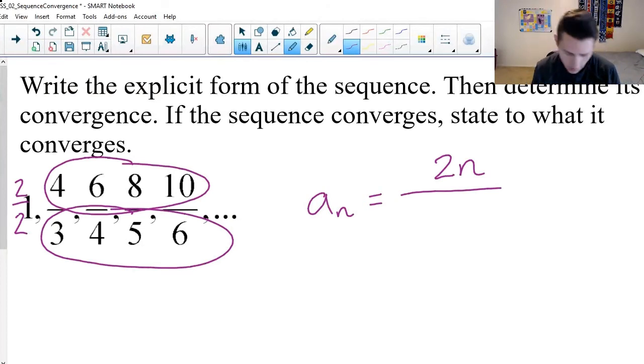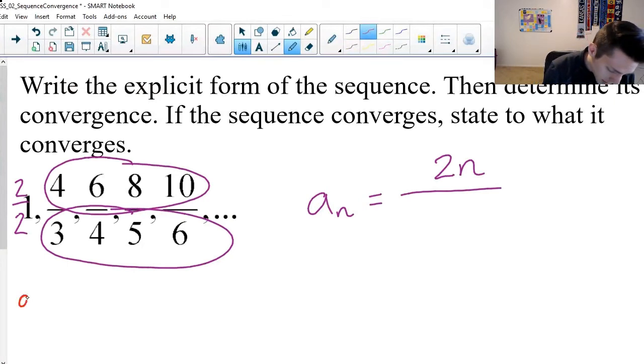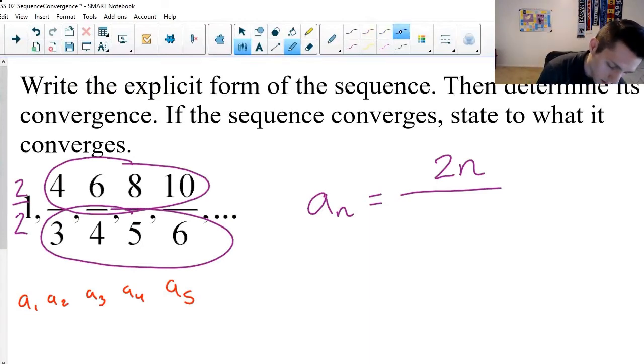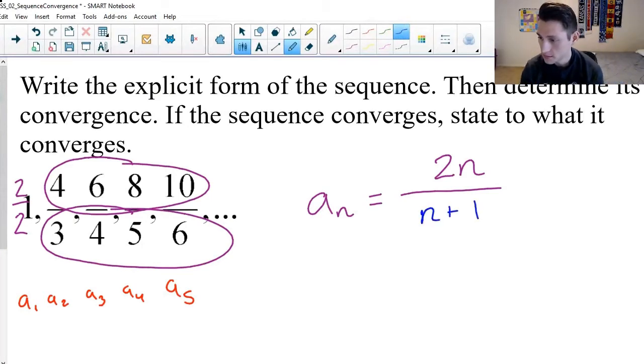And my denominator is just counting by ones. Okay, but remember, this is based on the 1, 2, 3, 4, 5. So the first term, I know I'm plugging in 1. Right? So if I want to get 2, when I'm plugging in 1, well, then I should be doing n plus 1. Not n plus 2, because we don't start by plugging in 0.